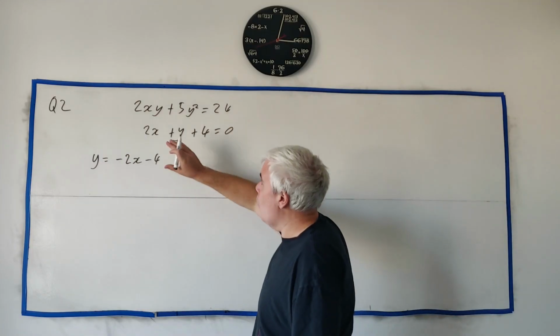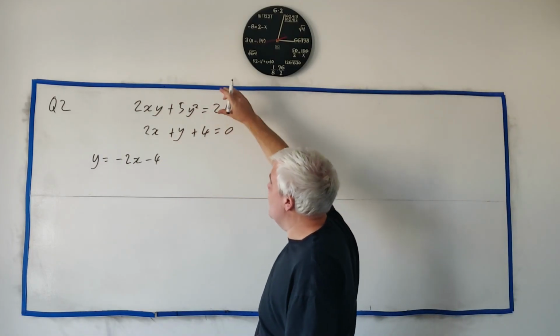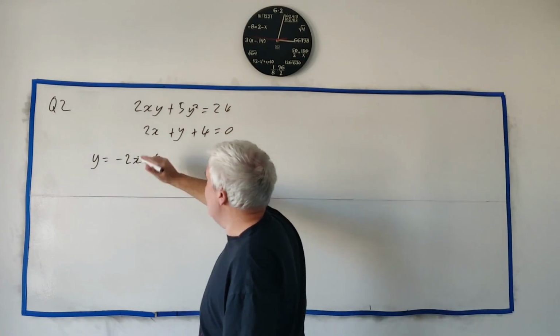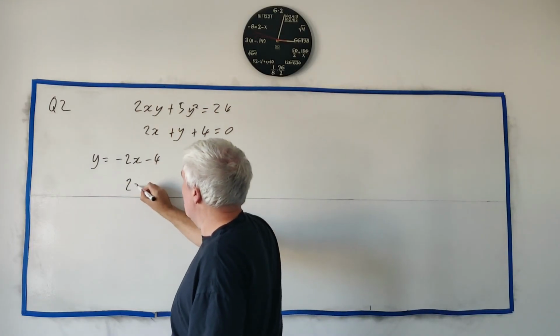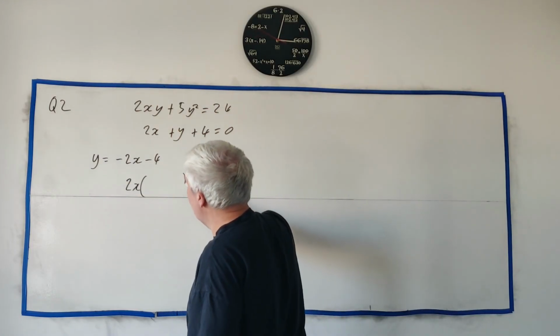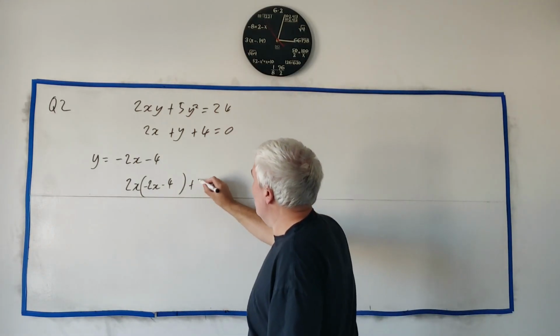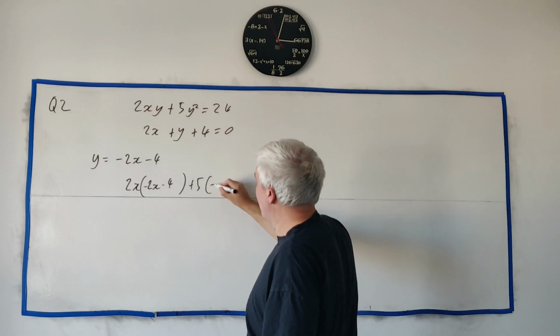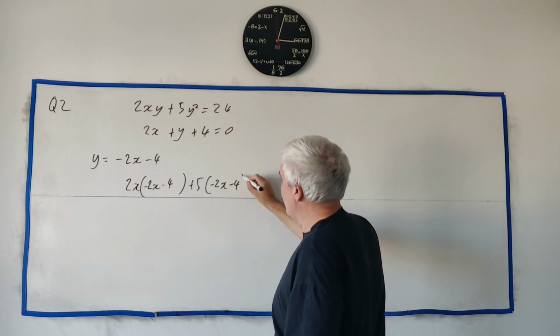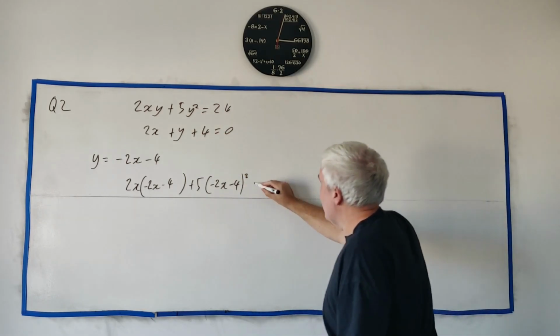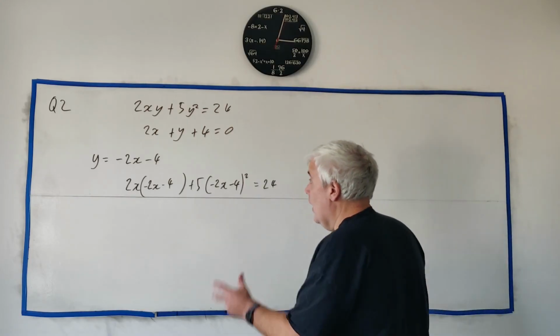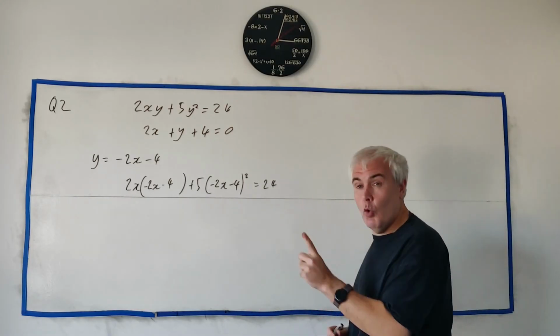Once we have this, we can put this information into the first equation. What I mean there is the first equation now becomes 2x, and instead of y, we're putting in minus 2x minus 4. Plus 5, instead of y, we're putting minus 2x minus 4. And that gets squared, equals 24. This is now an equation with only one unknown.